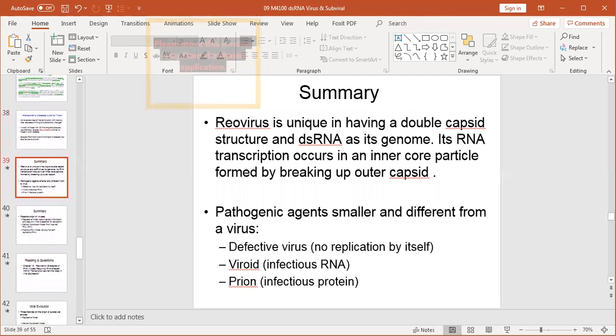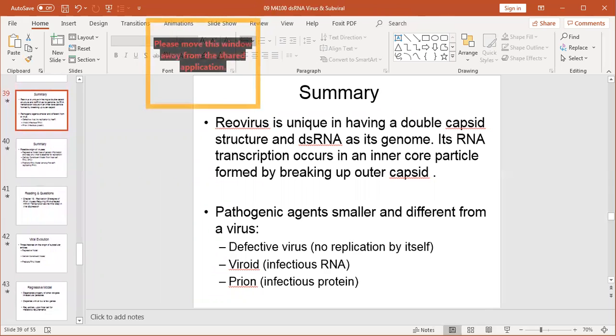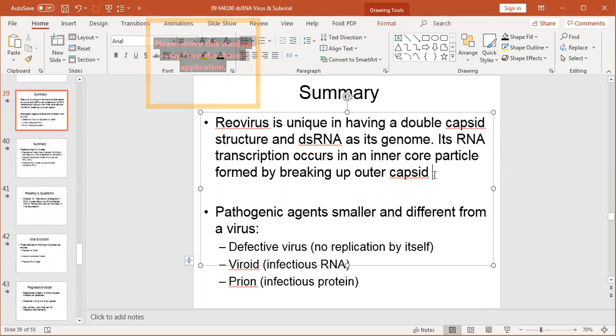Summary: reovirus is unique in having a double capsid structure, inner core and outer core, and it has double-stranded RNA as its genome. RNA transcription occurs in an inner core particle formed by breaking up of the outer capsid, and then after the messenger RNAs are made, they leave the inner core and go into the host cell cytoplasm.